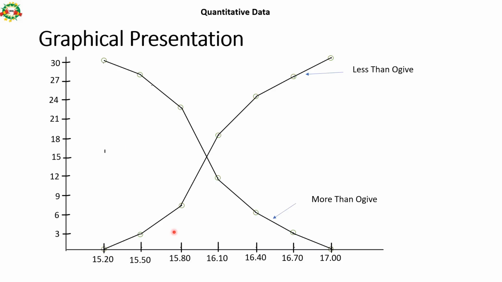Sometimes this question is also asked in exams. The examiner may show you the pictures and ask which one is less than ogive and which one is more than ogive. So this is the less than ogive graphical presentation, 15.20, 15.50. So this is the less than ogive, and this is the more than ogive. Please remember, less than ogive is always an upward slope, and more than ogive is a downward slope.